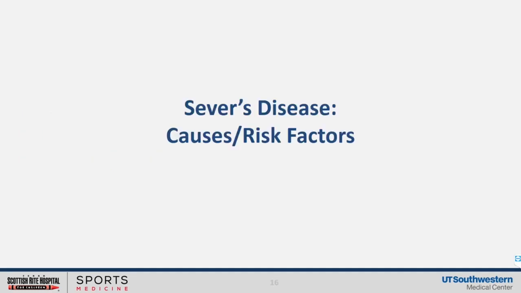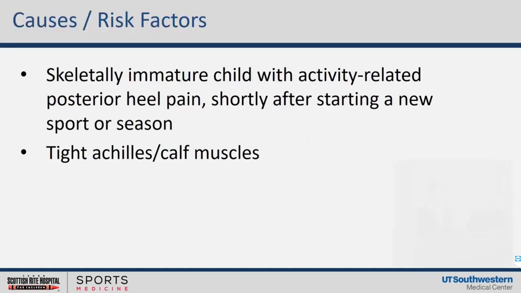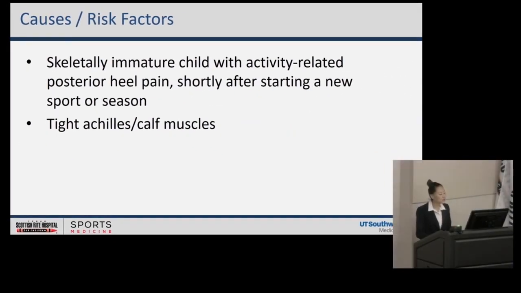So what causes this, and what are the risk factors? Again, frequently in a skeletally immature child with activity-related posterior heel pain is what they're going to be complaining of. And oftentimes the story goes that they just started a new soccer season or they just started their basketball season. So we oftentimes see it at the start of a new sport or season. And again, having tight Achilles and calf muscles can put them at increased risk due to the increased tension and the traction that the Achilles is tugging on over the calcaneus.